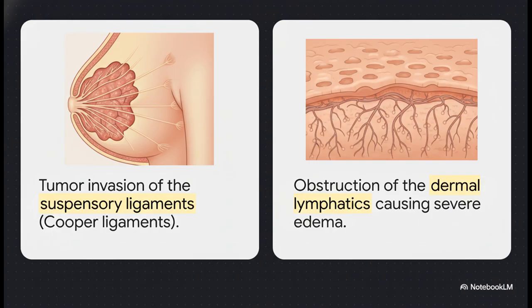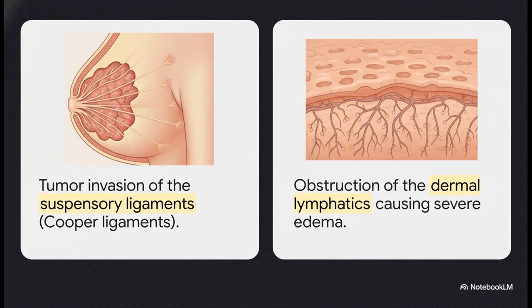Skin dimpling is caused by tumor invasion of the suspensory Cooper ligaments, versus peau d'orange, which is caused by obstruction of the dermal lymphatics. Dimpling points specifically to the tumor invading and retracting those Cooper ligaments, creating this localized tethering. In contrast, a peau d'orange, or orange peel appearance of the skin, means the tumor has obstructed the dermal lymphatics, causing severe local edema and swelling right around the hair follicles.